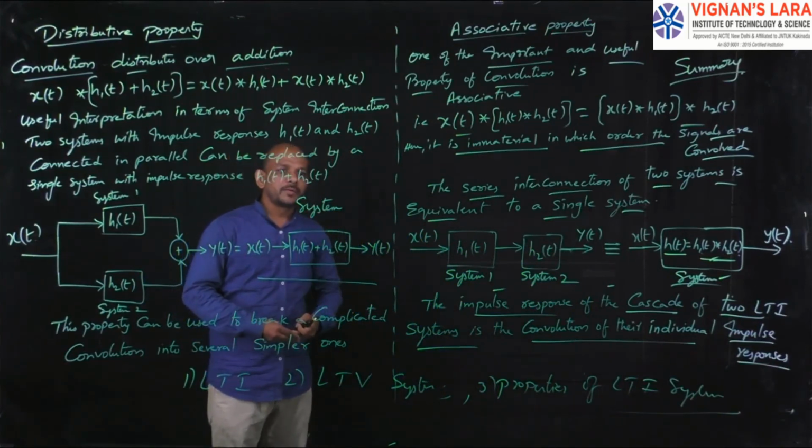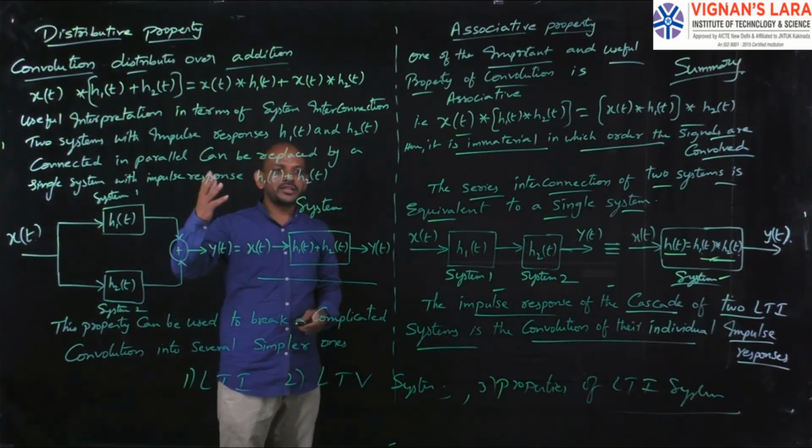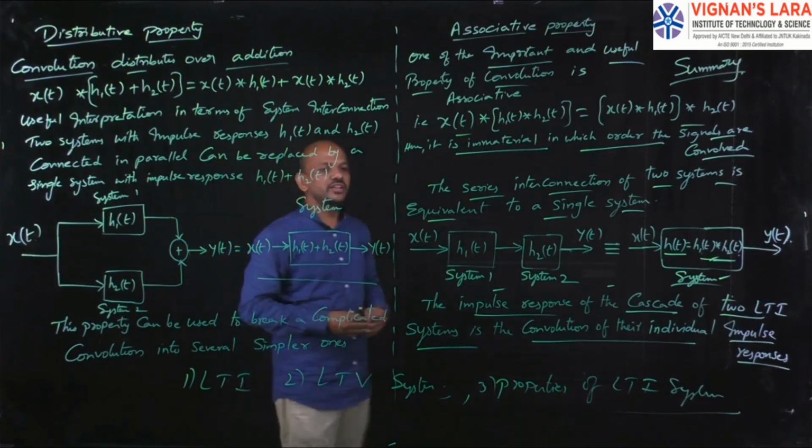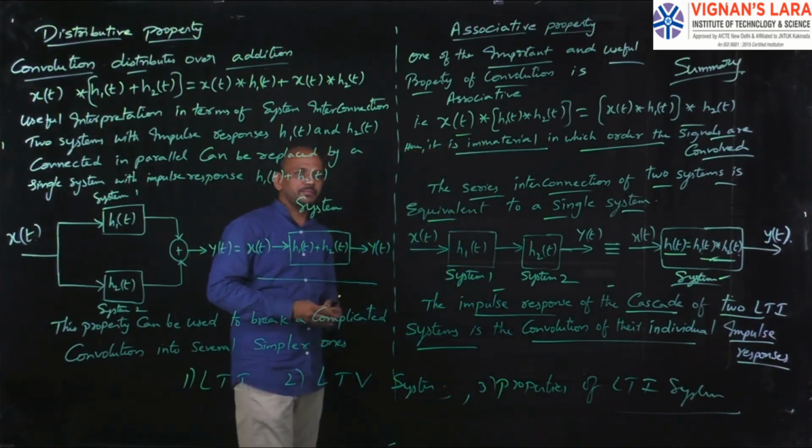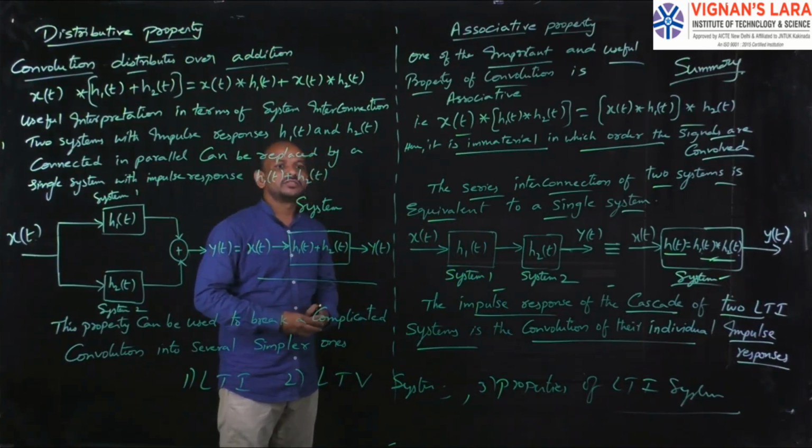There I have three properties. The first one is the commutative property, the next one is the distributive property, and the third one is the associative property. I explained them one by one. So this is the summary of today's class.